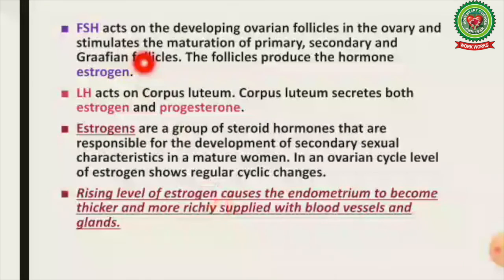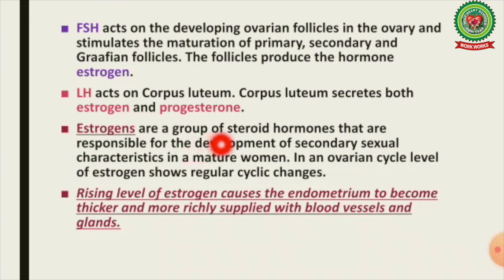FSH acts on the developing ovarian follicles in the ovary and stimulates the maturation of primary, secondary and Graafian follicles. The follicles produce the hormone estrogen. On the other hand, the LH acts on corpus luteum. Corpus luteum secretes both estrogen and progesterone.